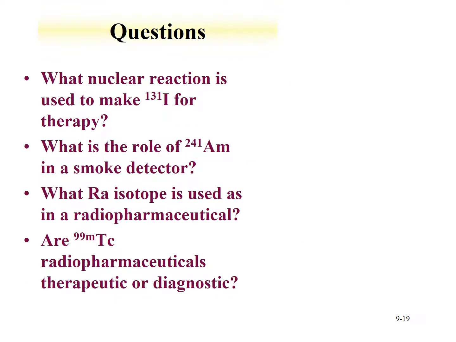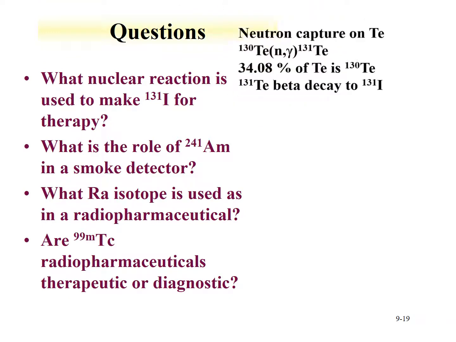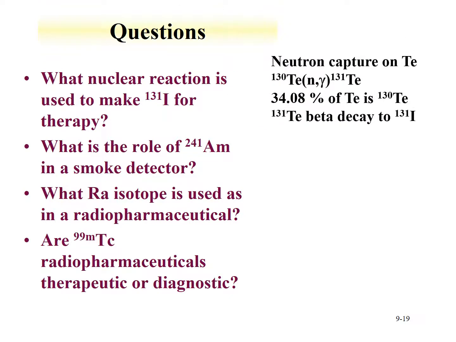And here are examples of questions you should be able to answer from this lecture. What nuclear reaction is used to make iodine-131 for therapy? Well, iodine-131 is a prominent fission product. However, other iodine isotopes also are produced through fission that are not suitable.